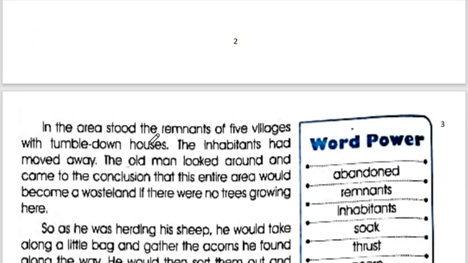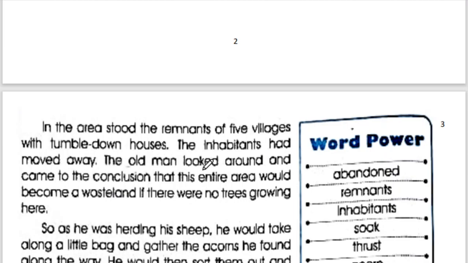In the area stood the remnants. What do you mean by remnants? When we say remnants, it's a part of something that is left when other parts are gone. Remnants of 5 villages with tumble-down houses. The inhabitants have moved away.